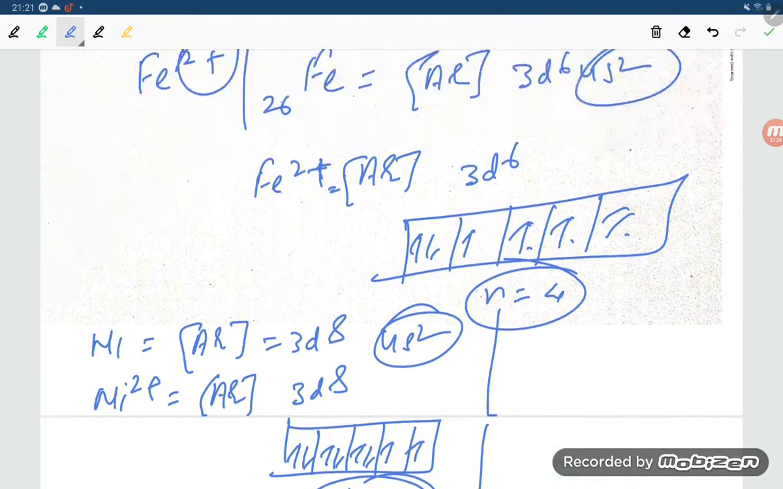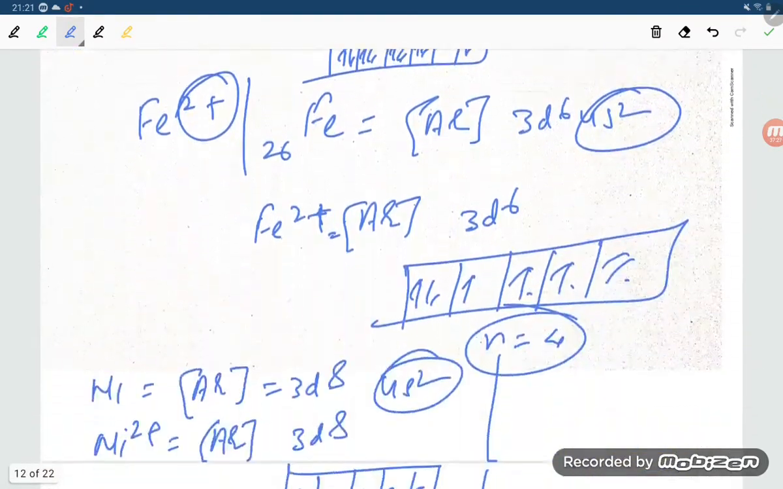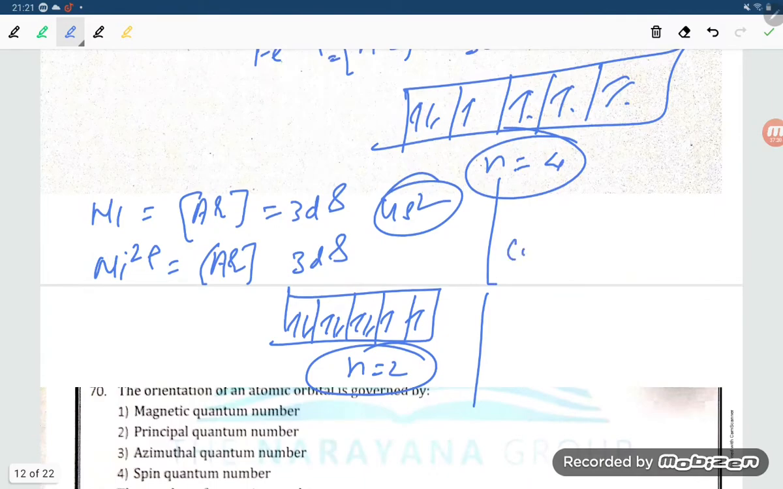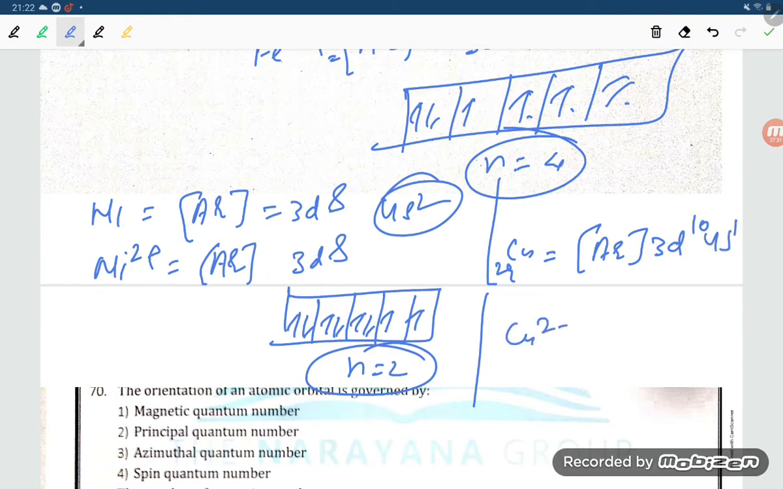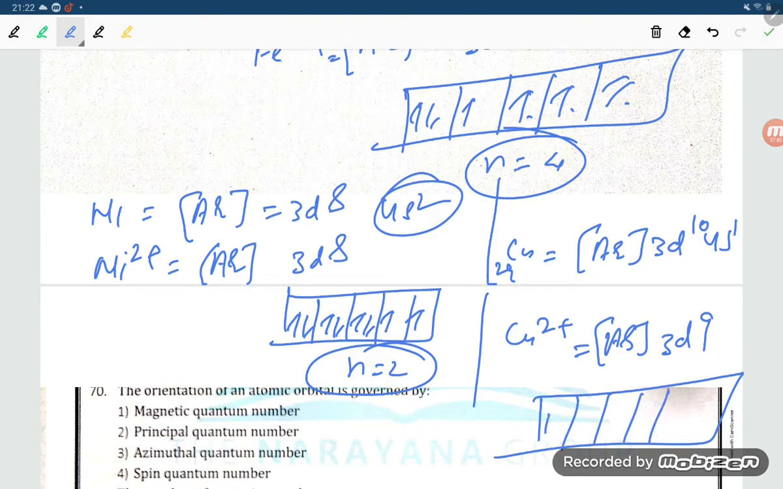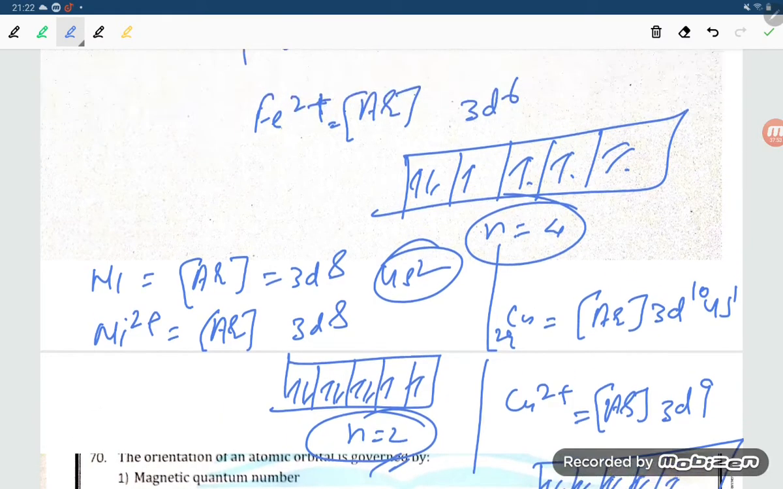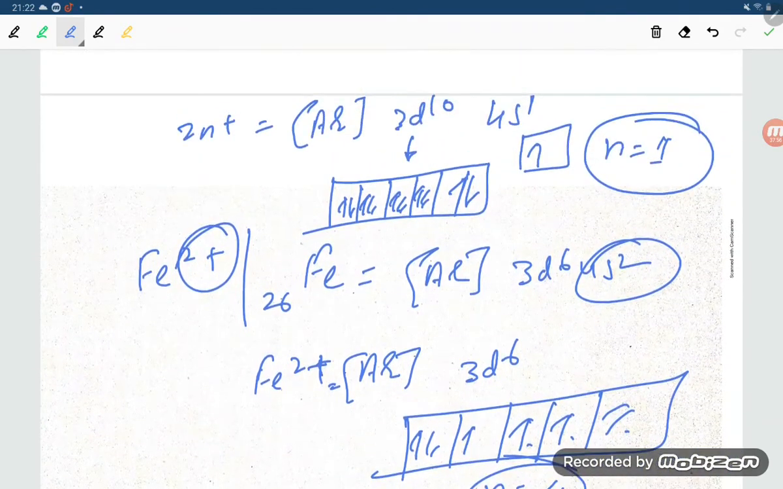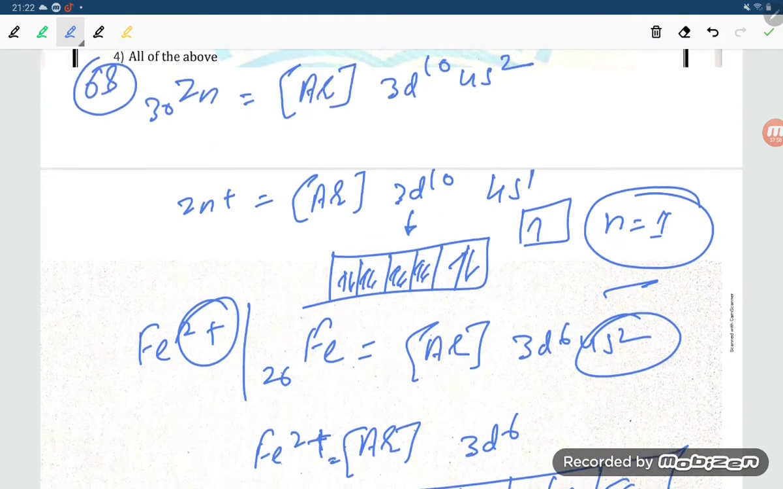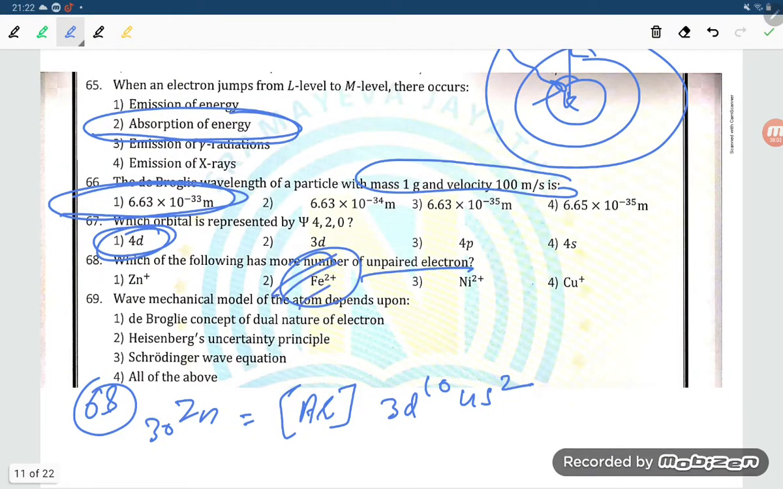Next one is copper plus. Copper is 29, so the configuration is argon 3d10 4s1. Copper 2 plus will be argon and 3d9. So how many unpaired electrons? Only n is equal to 1. So the values are 1, 4, 2 and 1, and the correct option is Fe2 plus.